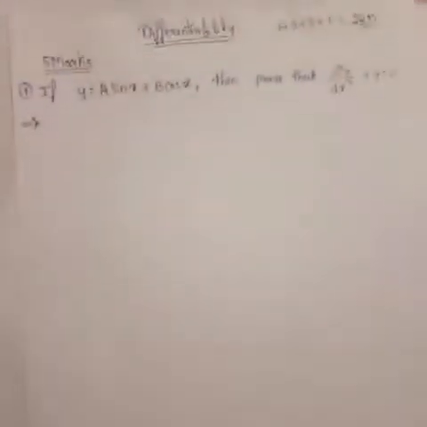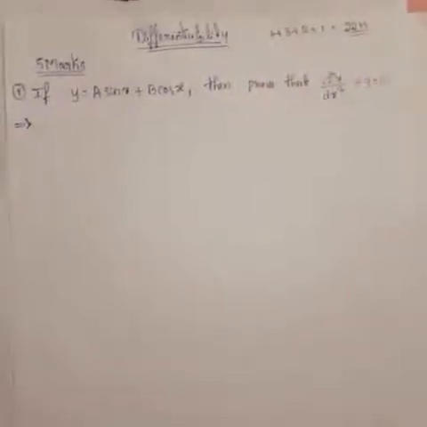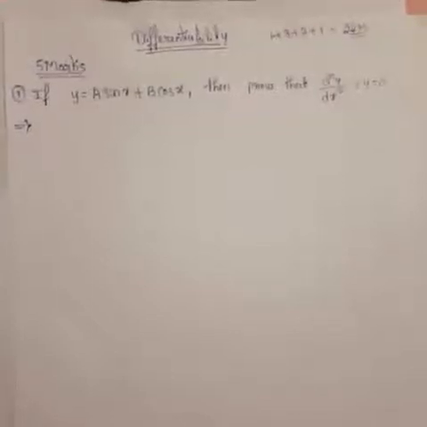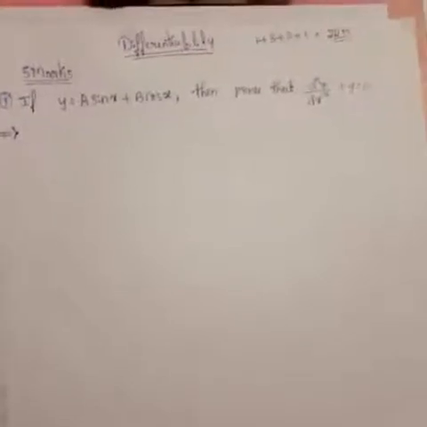In that, the first question is: if y is equal to a sin x plus b cos x, then prove that d square y divided by dx square plus y is equal to 0.